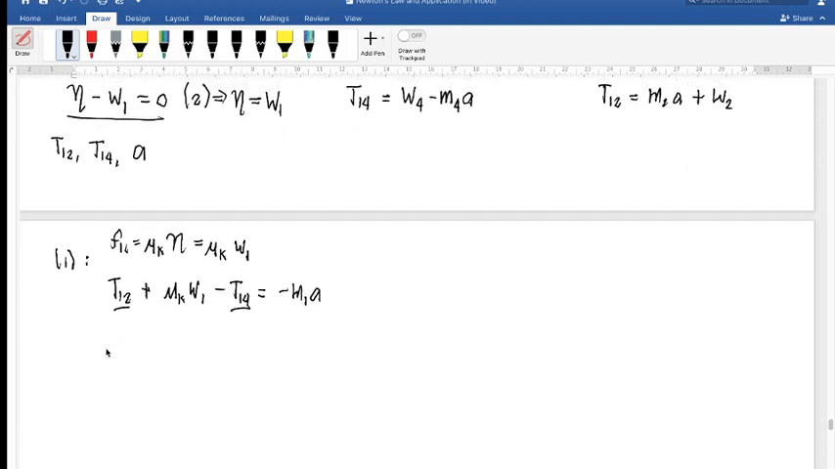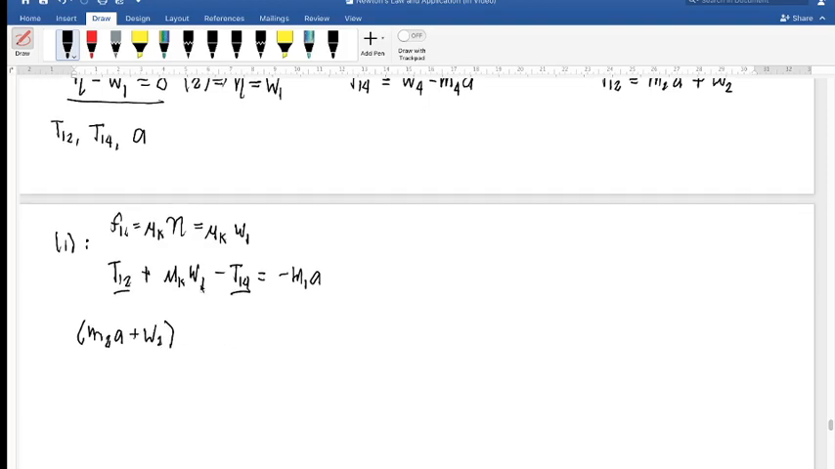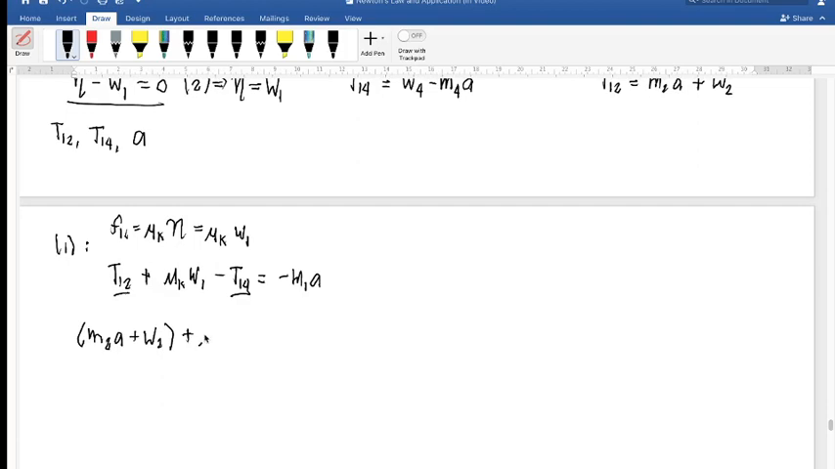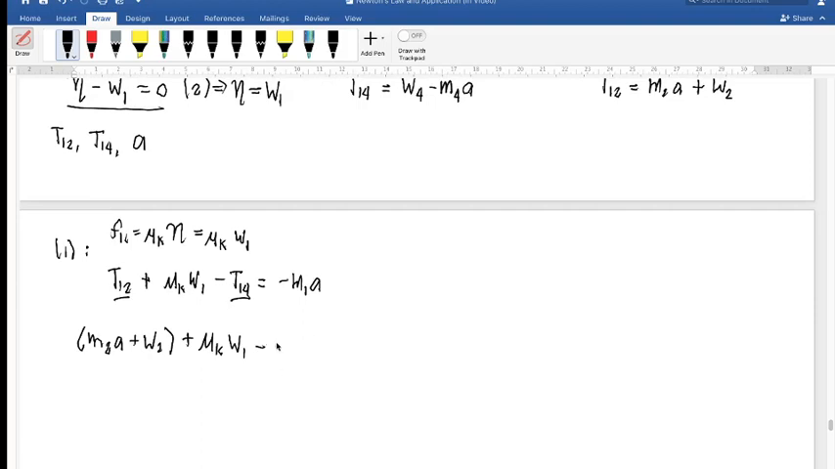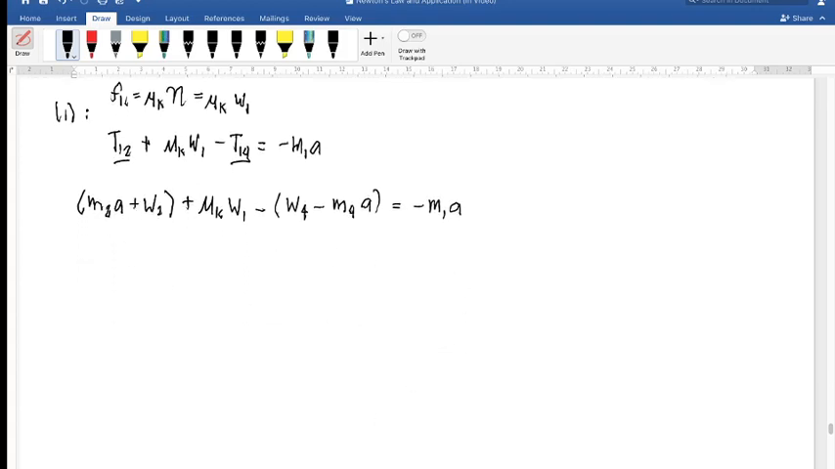Okay, so we have T12 is mass 2a plus the weight of the 2 kilograms, then plus mu k weight 1 minus T14. We have weight of 4 minus mass of 4 times a is equal to negative m1a. Our aim is to make sure that in one equation we can find only one unknown. So the only unknown is a, so we can find a right away.